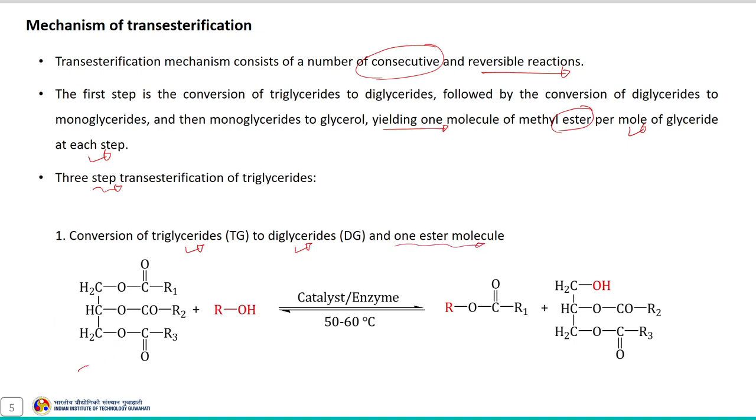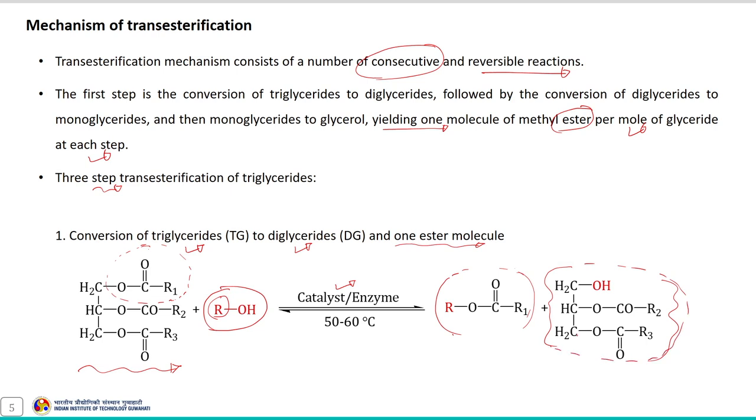Say, for example, here a triglyceride molecule reacts with alcohol in the presence of a catalyst to produce one molecule of ester and diglyceride. In this particular molecule, if you see here, the ester separates out, and then the methyl group of the alcohol gets attached to this ester molecule, forming the fatty acid methyl ester and producing the diglyceride molecule.